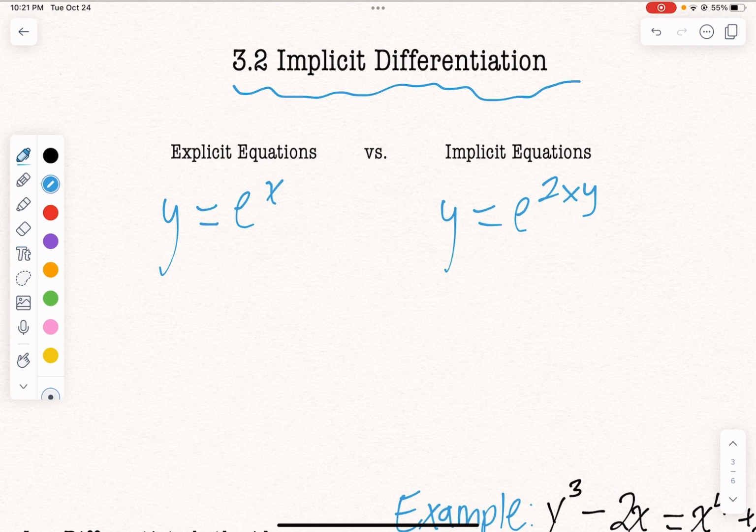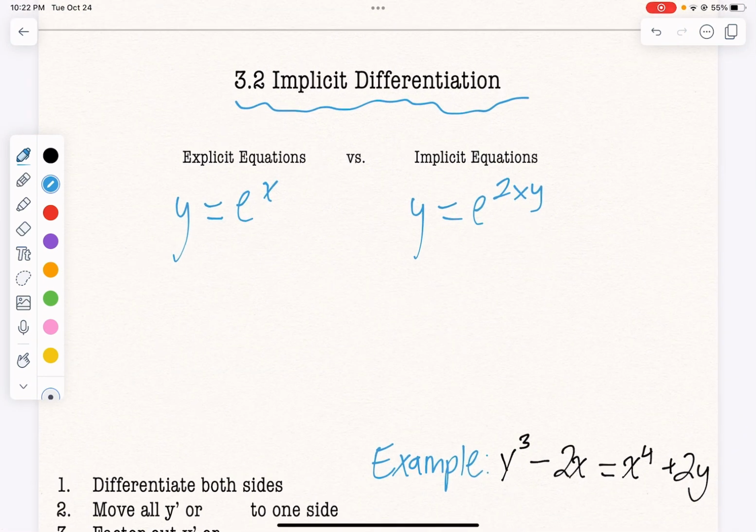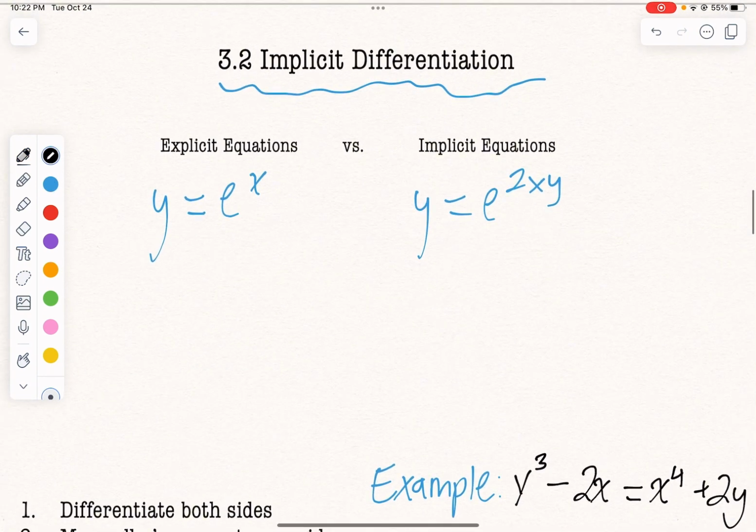Basically that would be implicit. And if you're ever really confused, implicit will always have x's and y's doing crazy things on both sides. All right, so let's go over some things here.